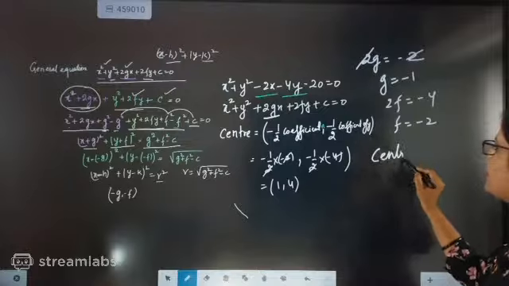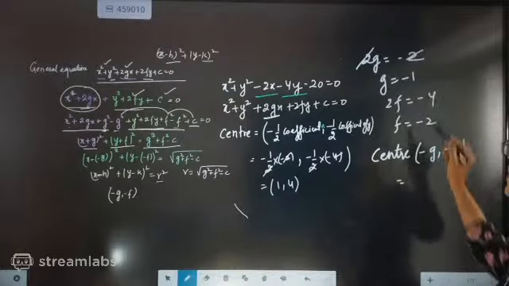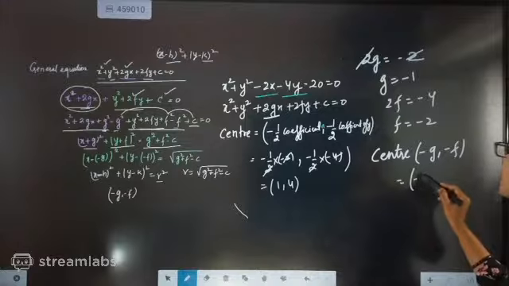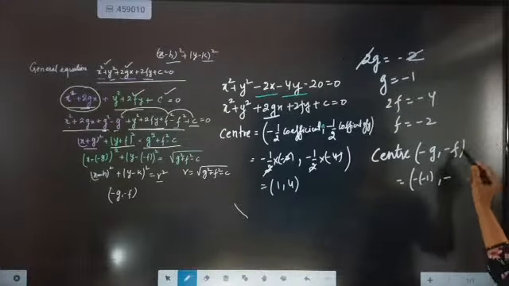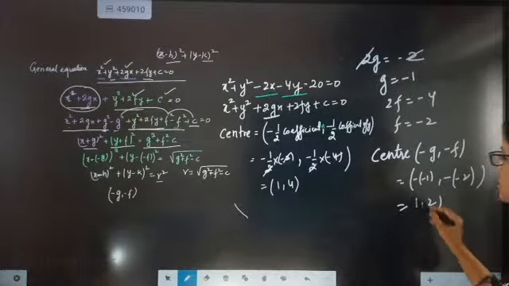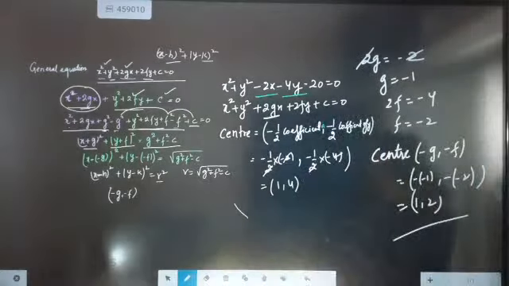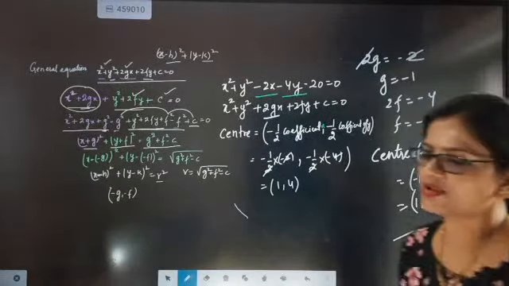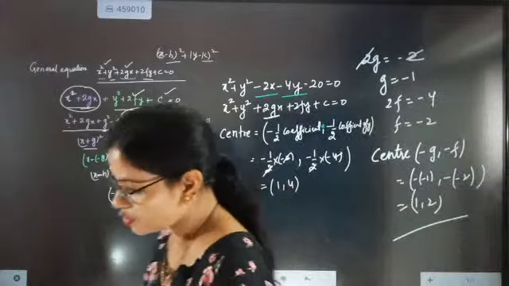And then you will write the center as (minus g, minus f). So g is minus 1, so minus of minus 1, and here f is minus 2, so minus of minus 2. So it is coming as (1, 2). By applying this formula directly, this is coming. Come on, quickly tell me, by applying this formula directly we are getting it, yes or no?